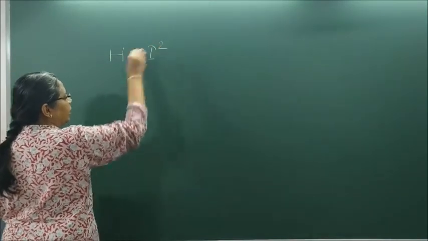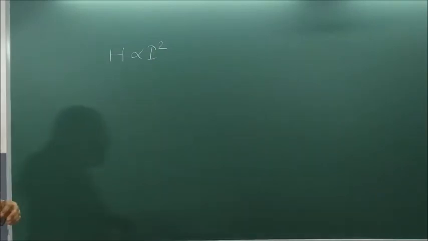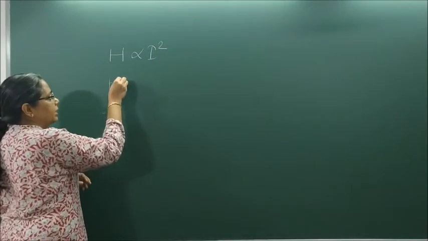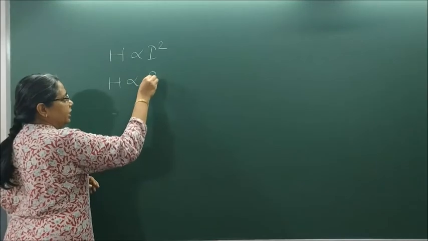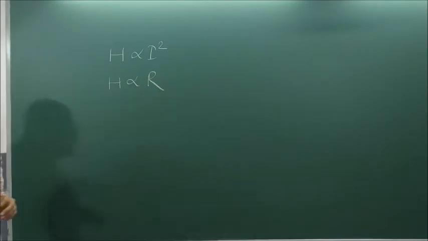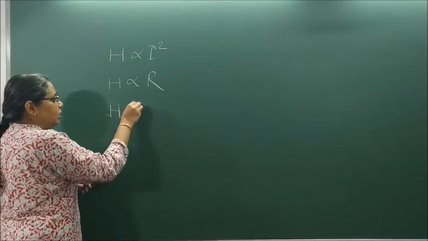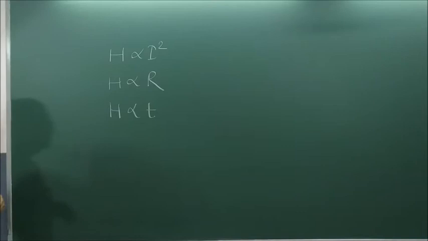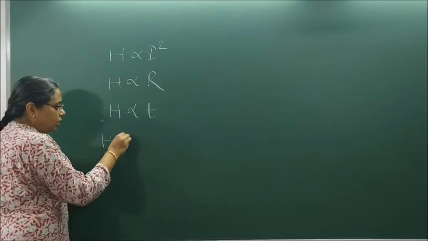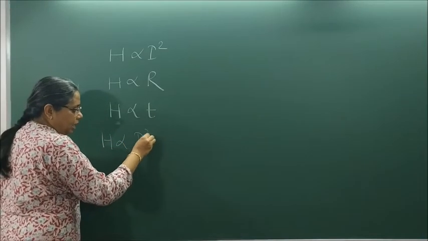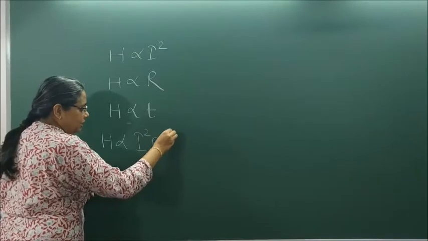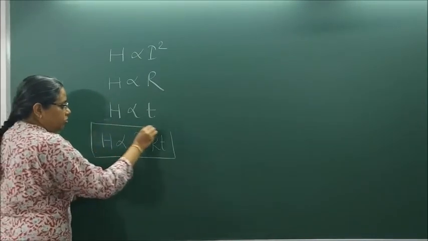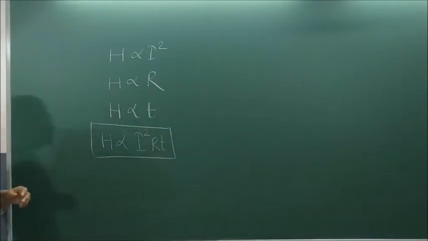to I square, where I is current in amperes. It is directly proportional to the resistance of the conductor, where R is resistance in ohms, and heat produced is directly proportional to the time through which it passes. So H is proportional to what? I square RT. This is Joule's law of heating.